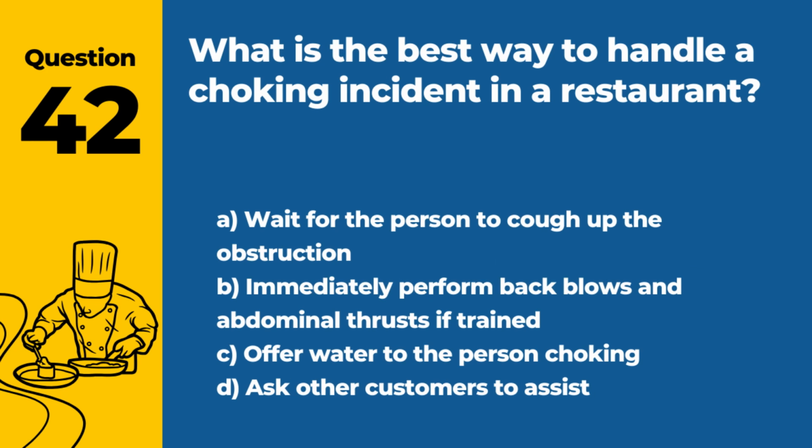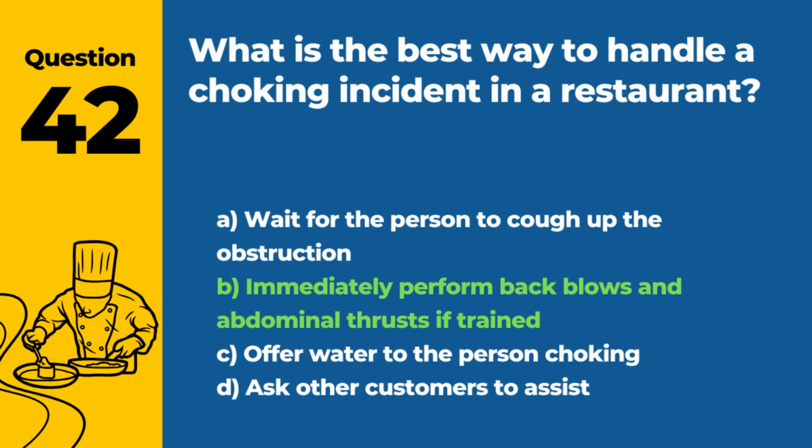Question 42. What is the best way to handle a choking incident in a restaurant? A. Wait for the person to cough up the obstruction. B. Immediately perform back blows and abdominal thrusts if trained. C. Offer water to the person choking. D. Ask other customers to assist. Answer. B. Immediately perform back blows and abdominal thrusts if trained.